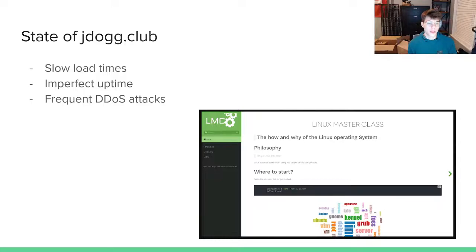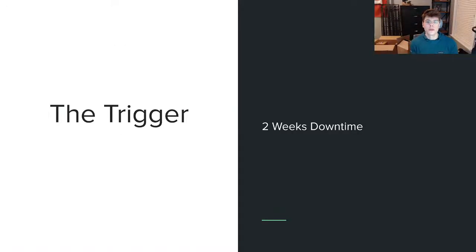And then it has frequent DDoS attacks. I usually see about 2 to 5 a month. Mitigation has to be done by me, or I can put something in front of my website. I have been putting Cloudflare in front of my website for about 8 months now, which does help out. But the trigger for all this is going to be 2 weeks of downtime.